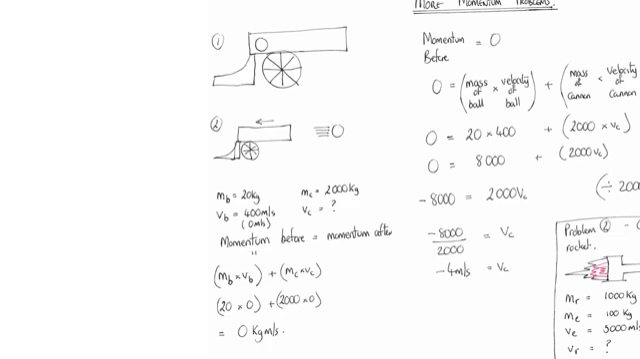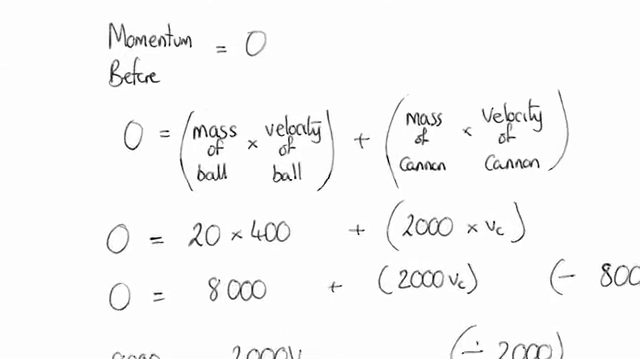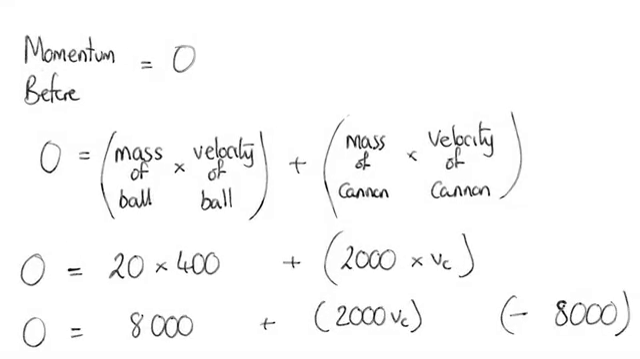So the total momentum before was 0 kilograms meters per second, and that's because it wasn't moving. So after the event, the momentum must also be 0. Okay? So momentum before is 0. Momentum after is also 0. And what we're doing here is trying to work out what the velocity of the cannon is going to be after it's fired.